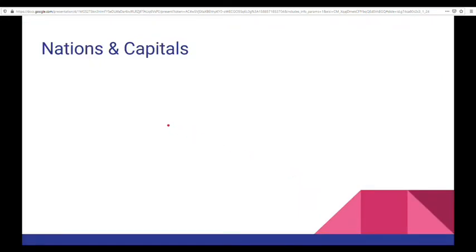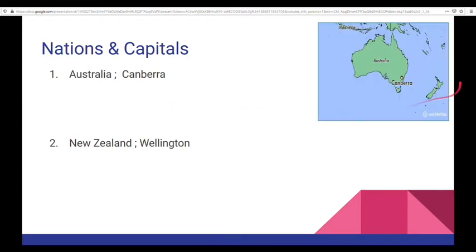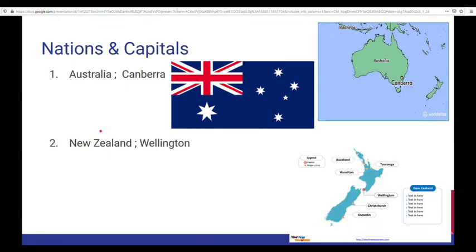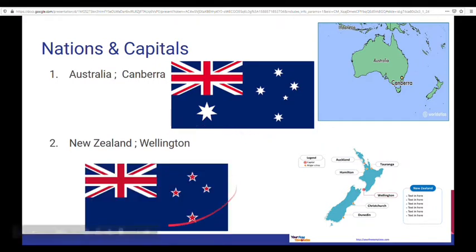Nations and capitals. So the capital for Australia is Canberra, which is located in the southeastern main continental portion of Australia. Then here is Australia's flag. And then Wellington of New Zealand, which is located in the southern tip of the North Island of New Zealand. Then here is New Zealand's flag.